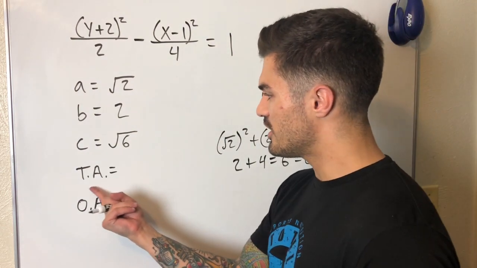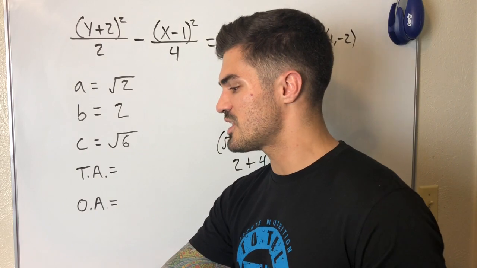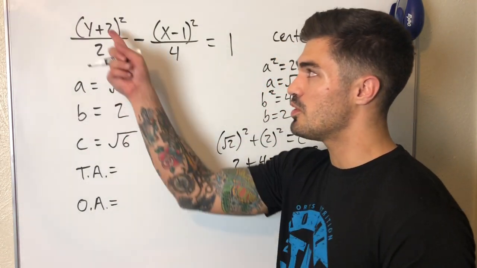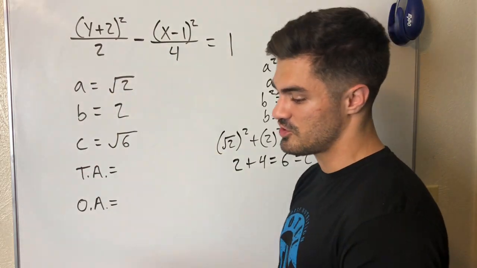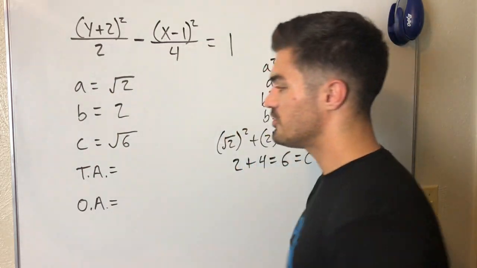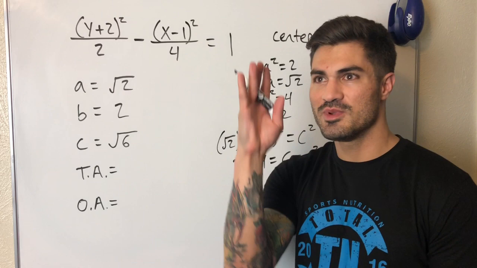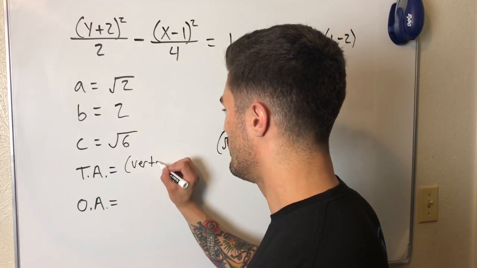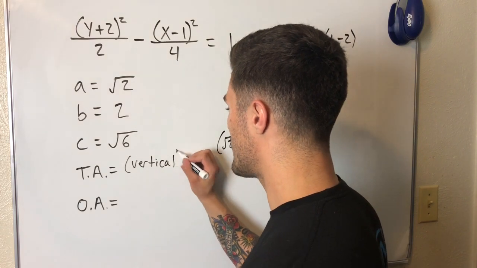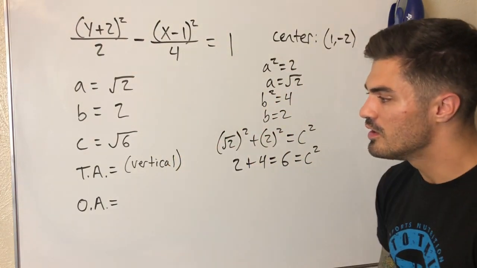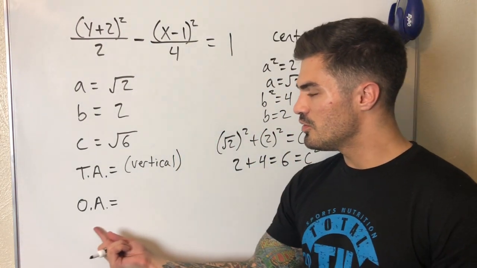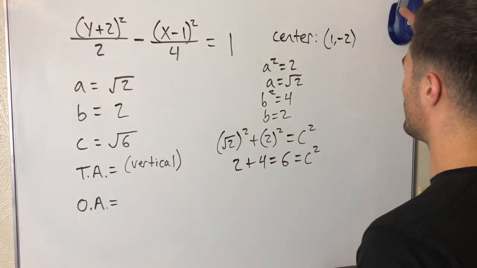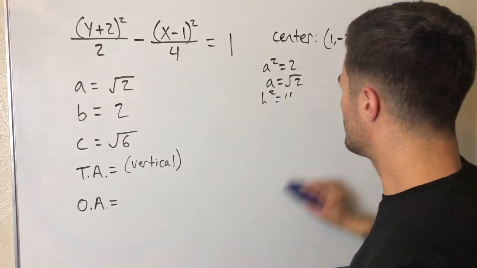So let's look at this transverse axis, because remember, the transverse axis with hyperbolas, it's always parallel to whatever variable is in that first term. So in this case, we are parallel to the y-axis, right? Which means that we are vertical. So I'll just put a little parentheses here and write vertical, right? Because we know our transverse axis is going vertically. Oblique asymptotes, we can find those if we want, but I like to do that when we graph it. So I'm actually probably just going to go ahead and erase this and go to the graph.